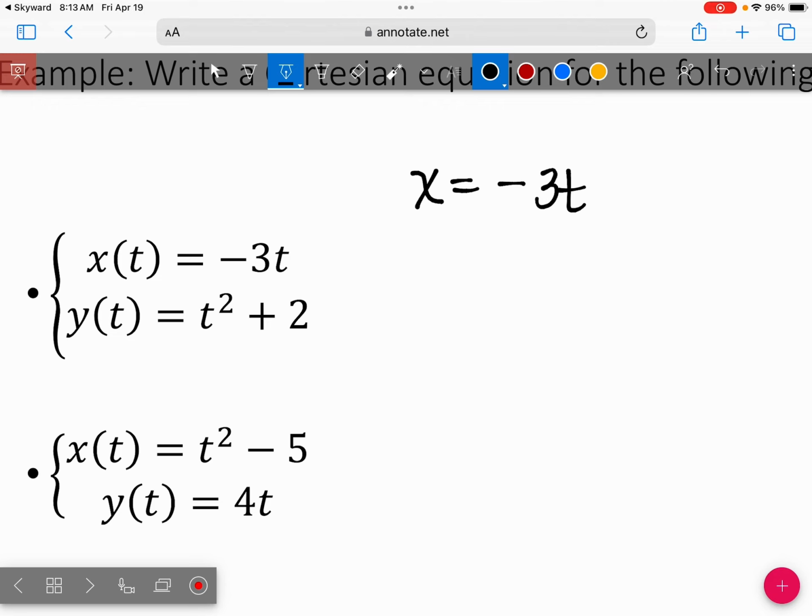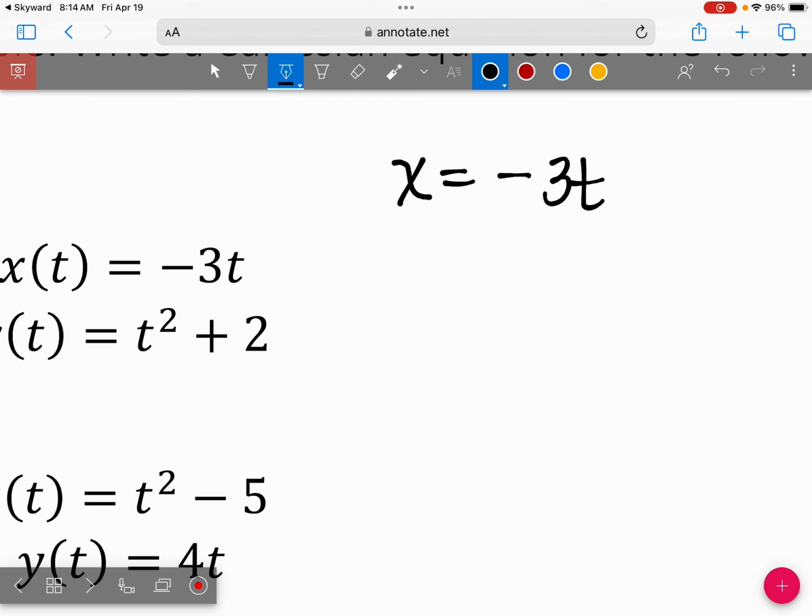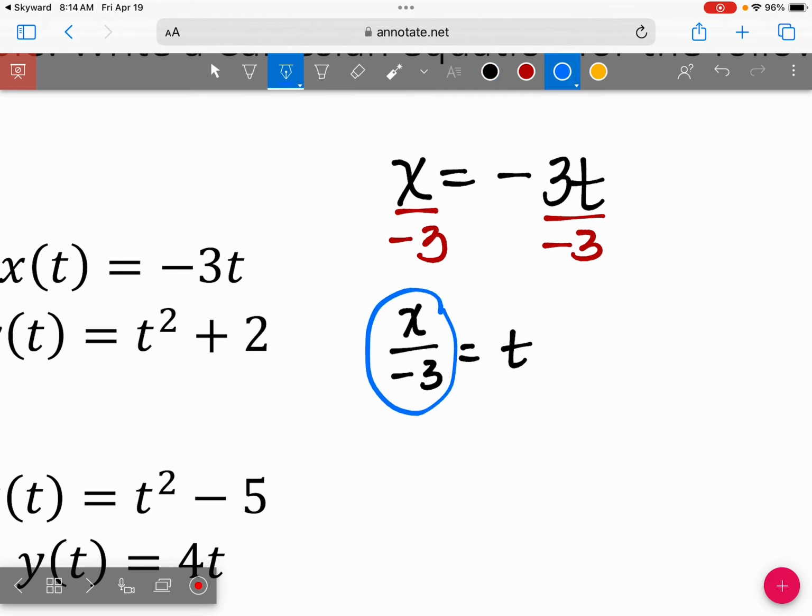So that's pretty easy. 1-step equation. How would you solve that for t? You only have to do one thing, and that's just divide by -3. So let's do that. So you're left with x over -3 equals t. So now we're going to take that and substitute that in your y parameter.